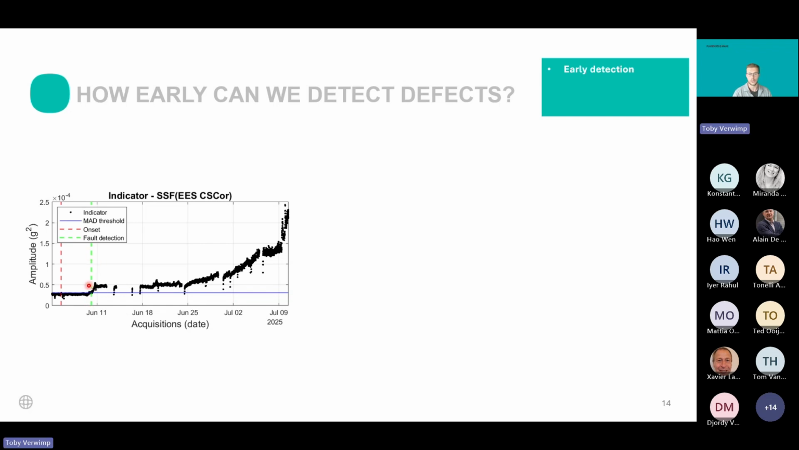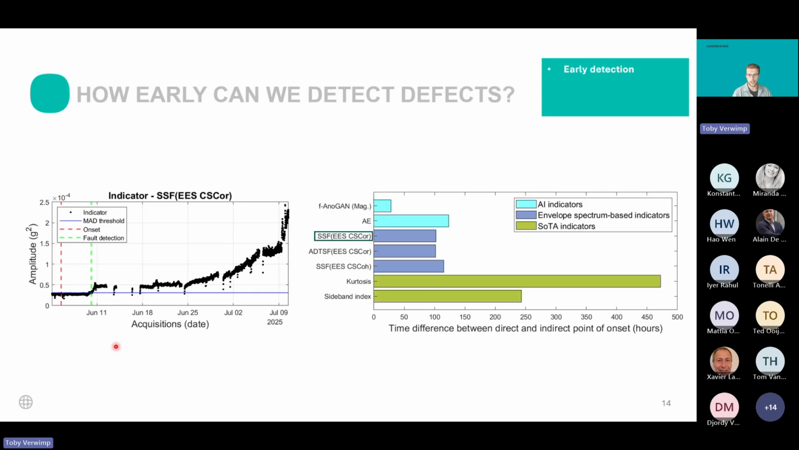The difference here between this fault detection point and the onset, we then quantify as the alarm delay or the detection delay. And this we can do for different indicators, which allows us to compare them with each other for one single data set. But this can also be applied to multiple data sets to strengthen our validation.